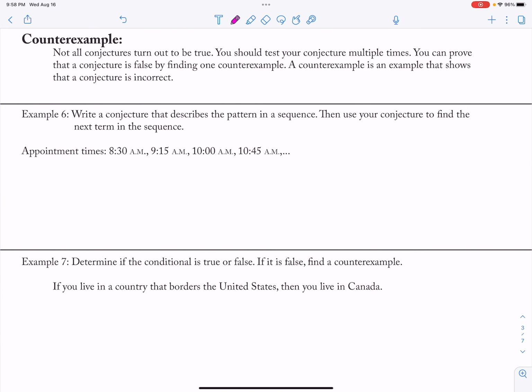Okay. So write a conjecture about this and then use your conjecture to find the next term in the sequence. Well, it looks like I'm adding 45 minutes to every single time. So I'm adding 45 minutes. And then my next term would be 11:30 a.m.